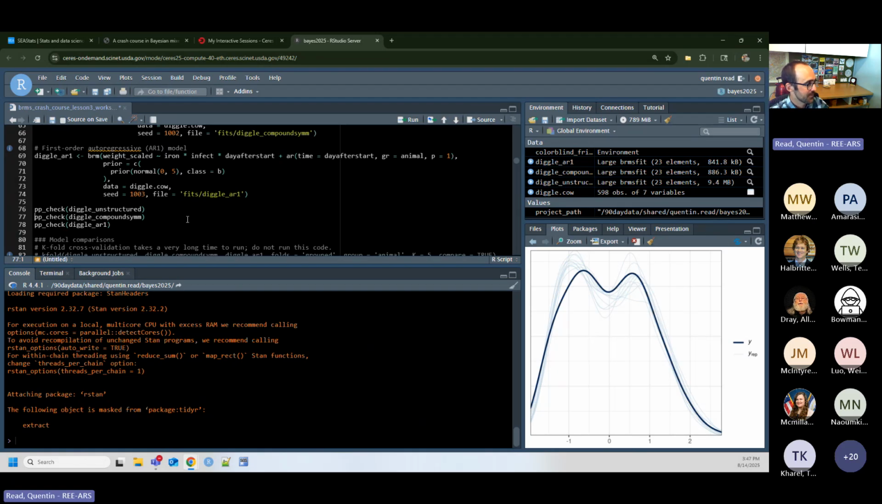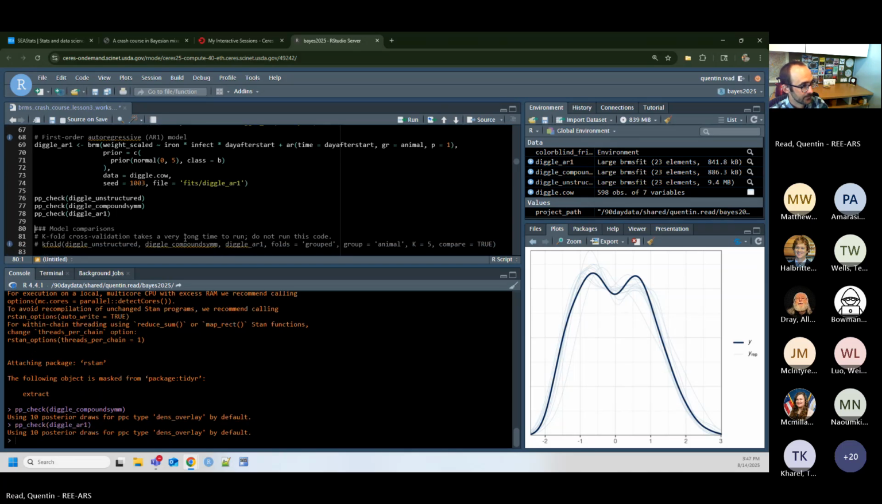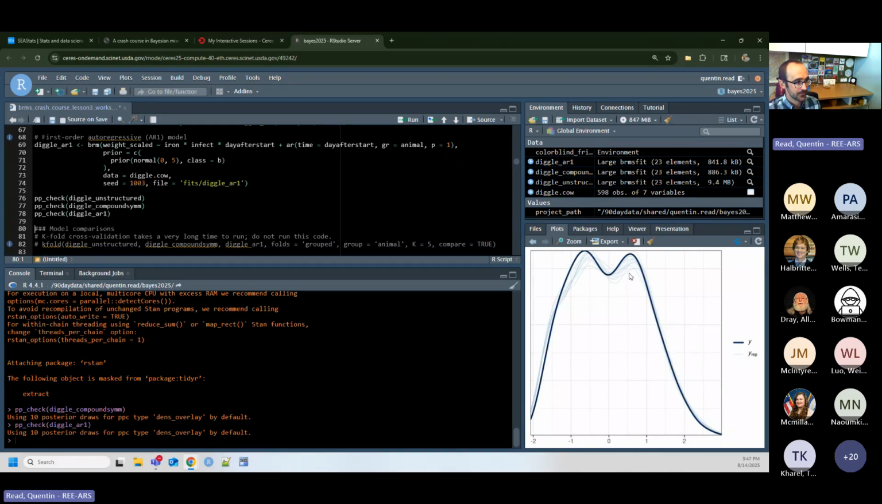How about the next one, compound symmetry? I'll hit Control Enter to run that line. It looks very similar as well. The posterior is more or less the shape of the data. And here's the AR model. Again, we get that bimodal. We don't see some weird skew in the data that's not captured by the model. So all of them are doing pretty good.